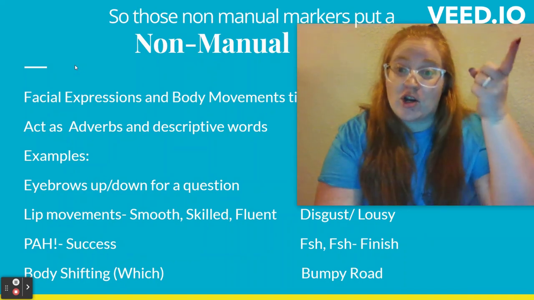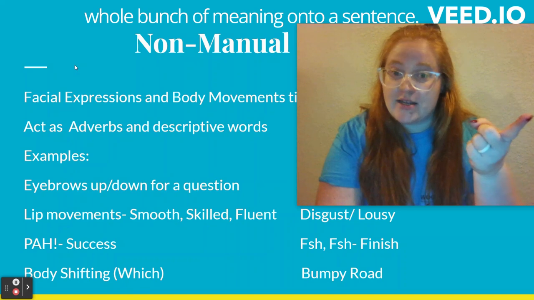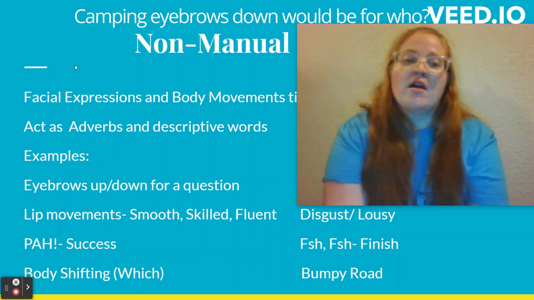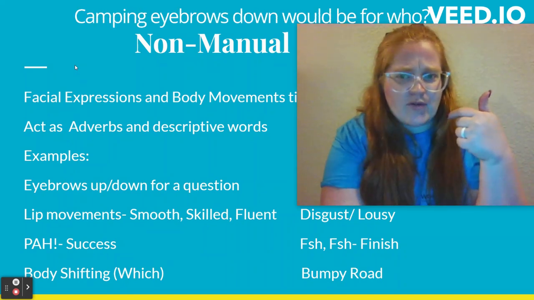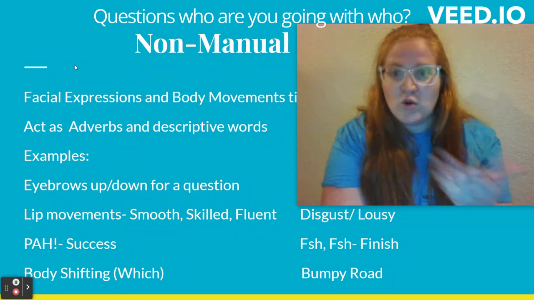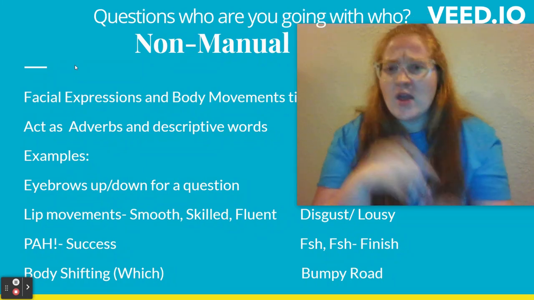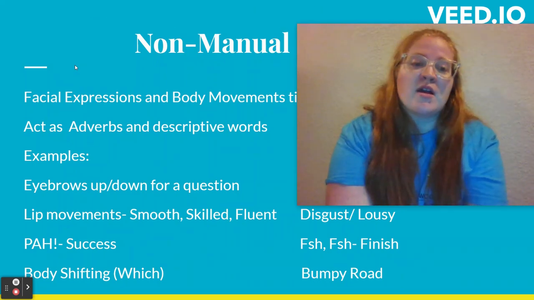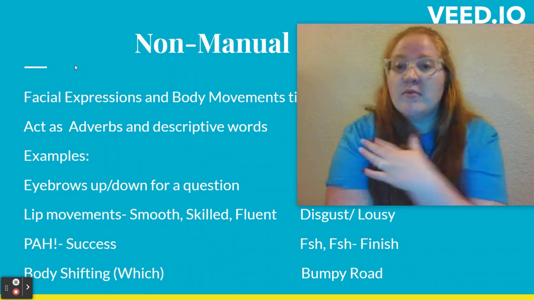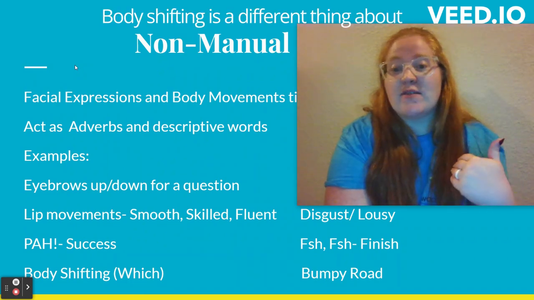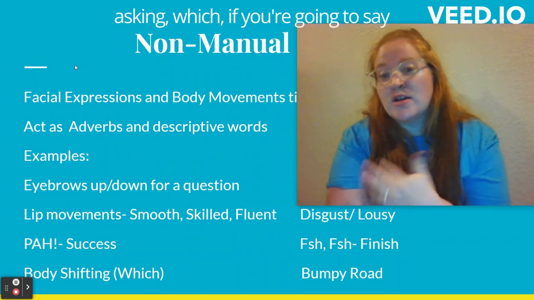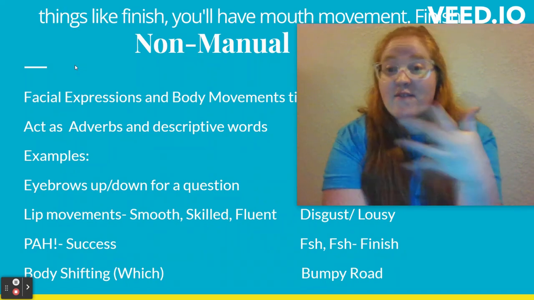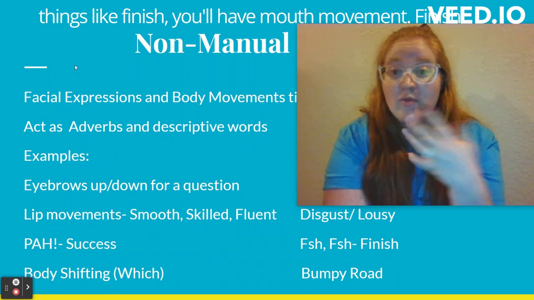So those non-manual markers put a whole bunch of meaning onto a sentence. Camping. Eyebrows down would be for WH questions. Who are you going with? Who? With who? And your eyebrows would be down. Body shifting is a different thing, used for asking which. If you're going to say things like finish, you'll have mouth movements. Finish.